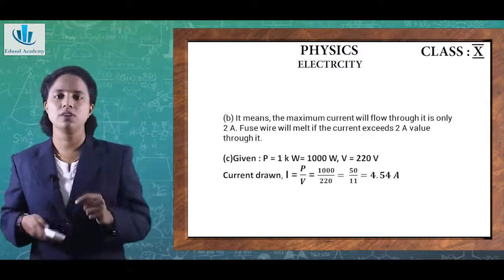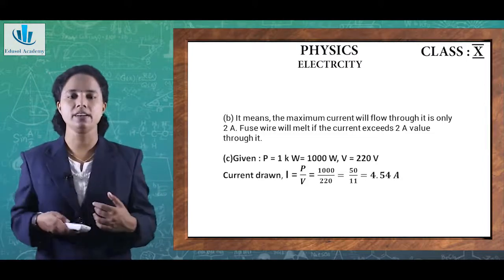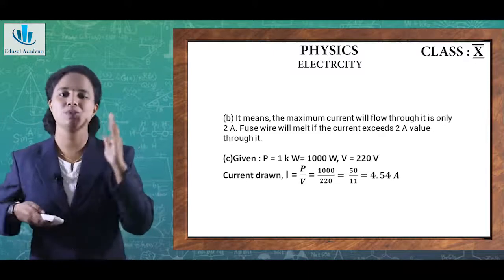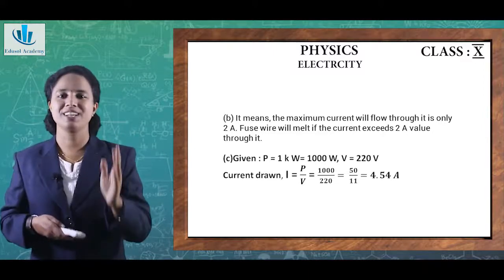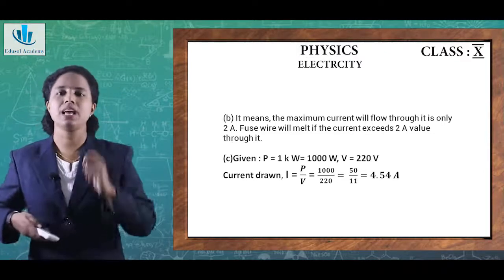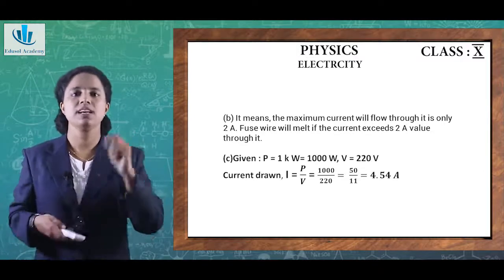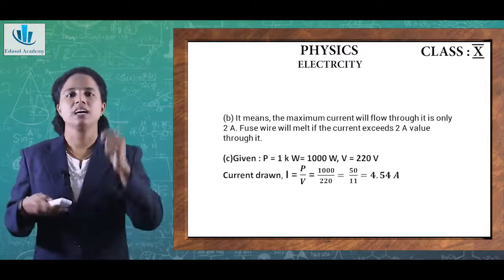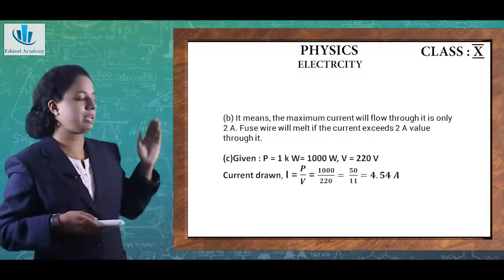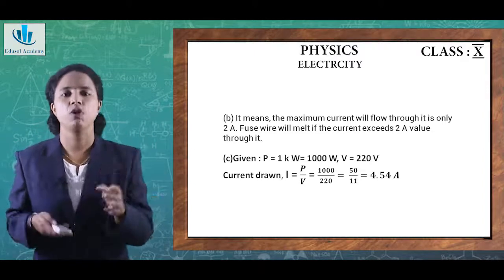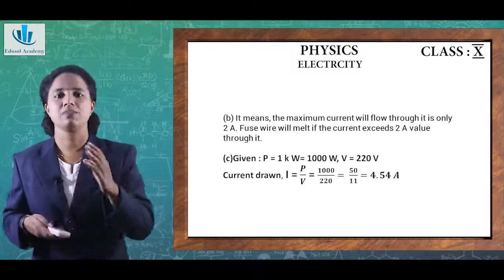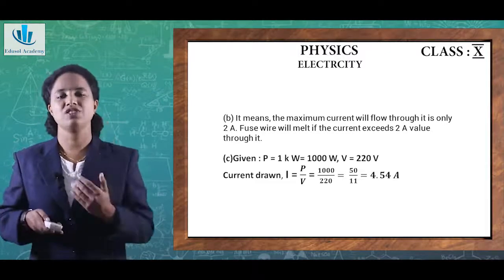So the current drawn, the power and the voltage can be related by the equation P equals VI. So from that you will get I equals P by V. So P can be substituted from the question as 1000 and V can be substituted as 220. So you would get 50 by 11, that would give you 4.54 ampere. So that is the amount of current that can be drawn according to the given conditions.